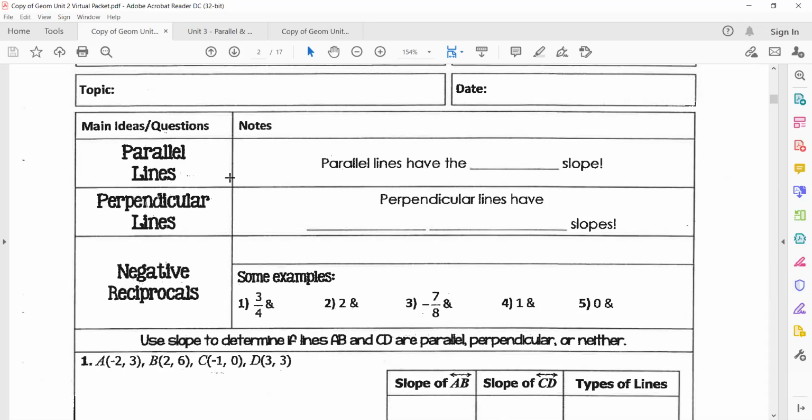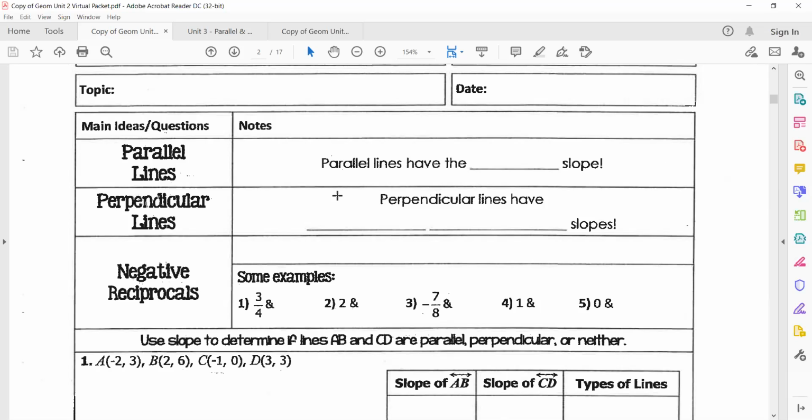So what would you guess goes in this first blank here? Parallel lines have the blank slope. Same, exactly. Parallel lines have to have the same slope. Otherwise, they're not parallel. By definition, they're going to cross at some point. So if I had two different lines put on a graph with the same slope, I would know that they're parallel.